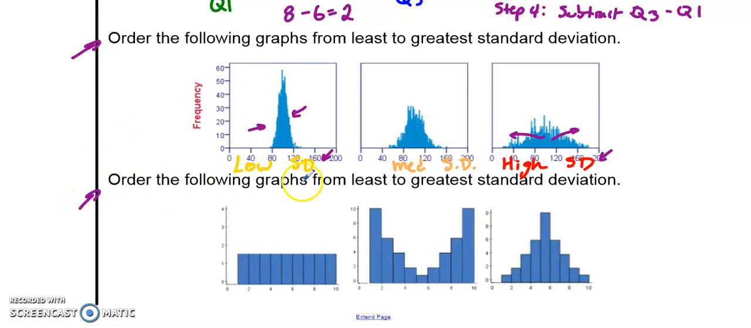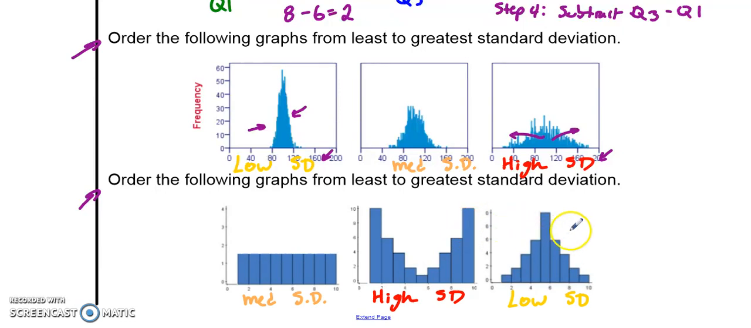Order the following graphs from the least to greatest standard deviation. Again, remember, standard deviation is a measure of variance. The more spread out something is, the higher the standard deviation. The more clustered it is, the lower the standard deviation. So, pause the video now and try and order them. The answers will be up in 3, 2, 1.